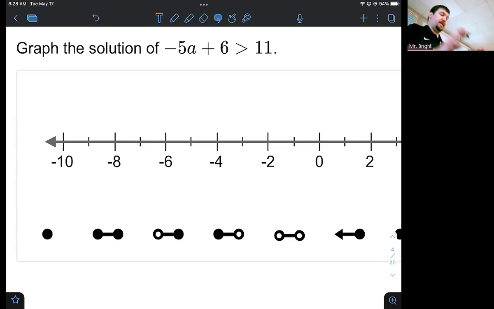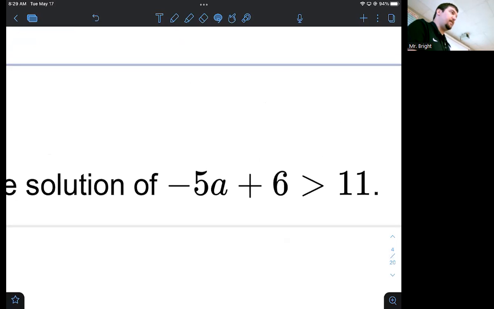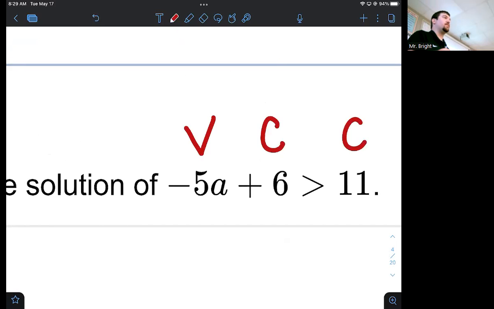So after all that's done, and it's already done, the second step is to separate your variable term and your constant term. Your variable term is the term that has the variable next to it. So this whole negative 5a is our variable term. We have two constant terms, one on each side, and our goal is to get those constant terms on the same side. So you've got a variable term on one side and a constant term on the other. To get rid of the plus 6, what do you have to do to both sides?